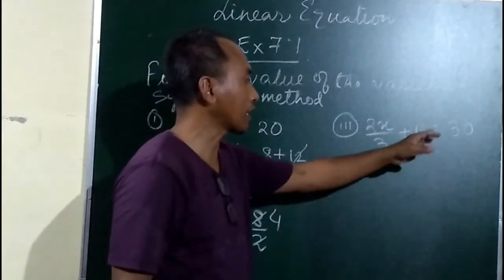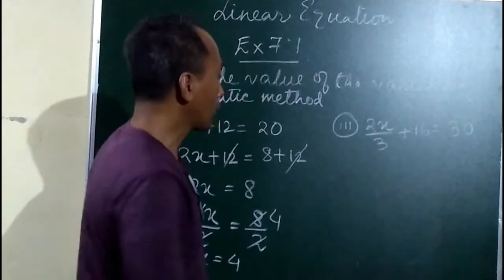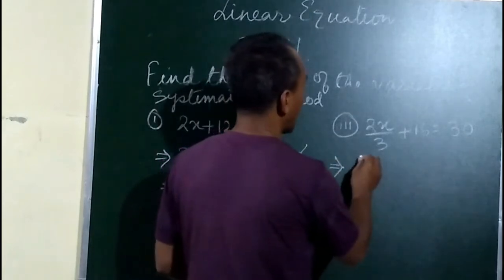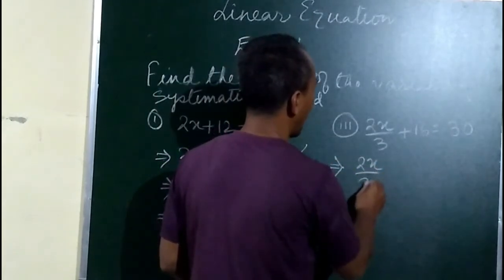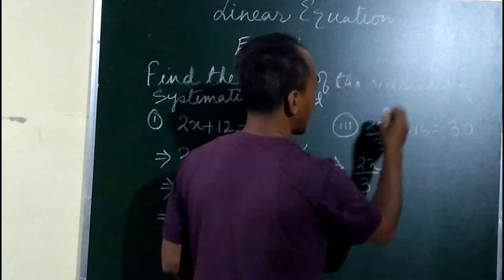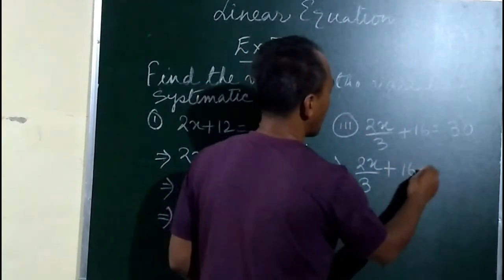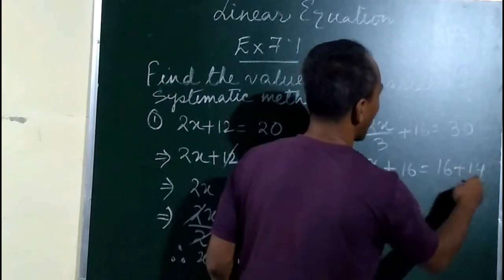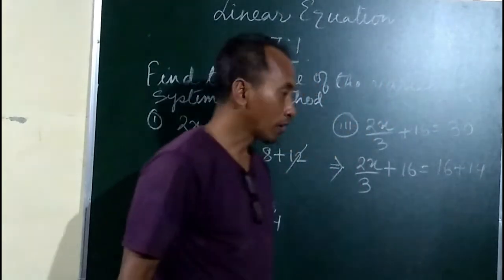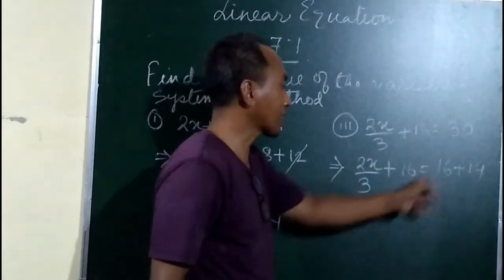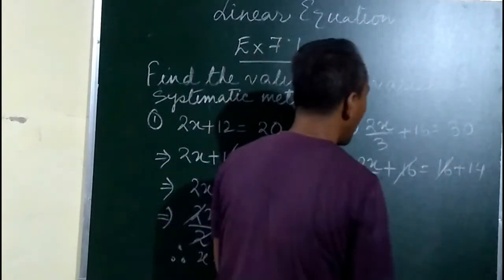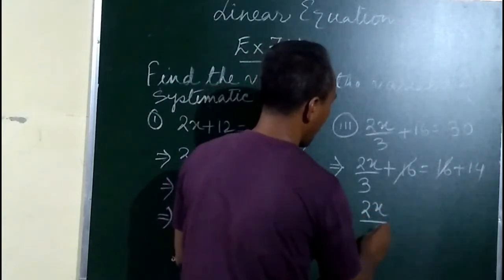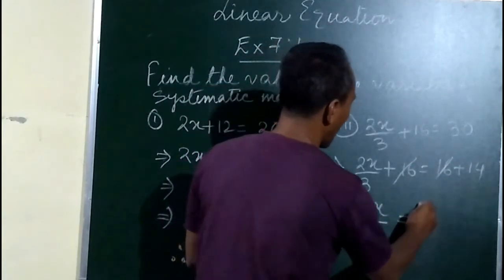2x by 3 plus 16 equals 30. So here when we solve it by the systematic method, we see that the constant term is 16. So we make the 30 as 16 plus 14. 16 plus 14 is 30. So we can cancel 16 and 16. So we get 2x divided by 3 equals 14.